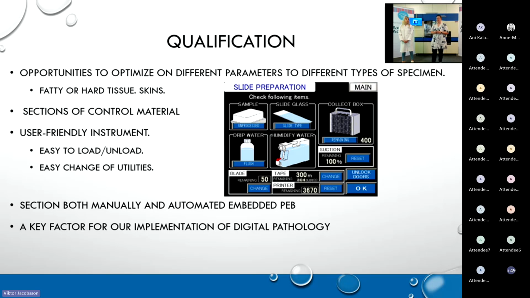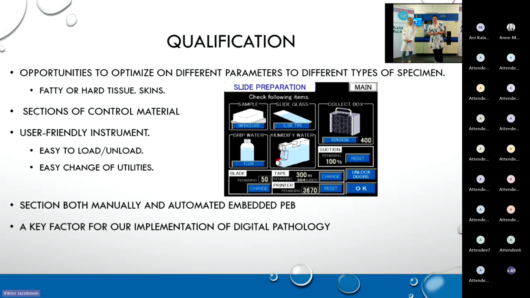In our laboratory, we are sectioning both manually and automated embedded paraffin blocks. For the most part, it's automated embedded blocks that we are sectioning. Around 70% of our blocks are automated embedded. The reason it makes a difference is that automated embedded blocks can have some problems with the plastic in these nets. Especially when you're doing it manually, you can see it can be harder to section, but it's not a problem on the system. It was some of those things we were a little worried about in the start, but we have seen it's not a problem with the system.